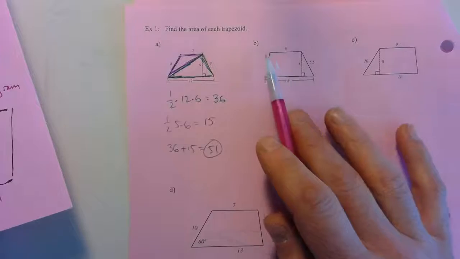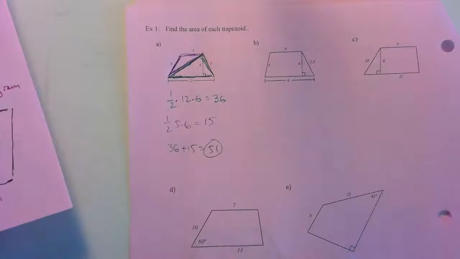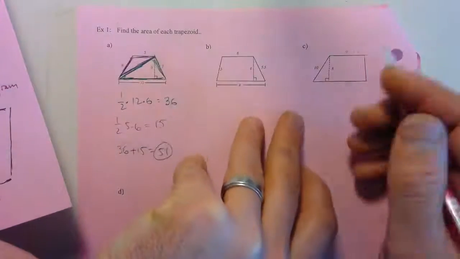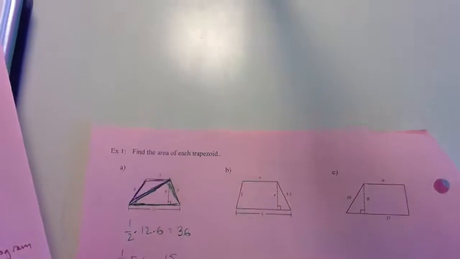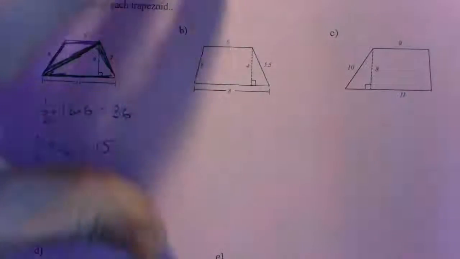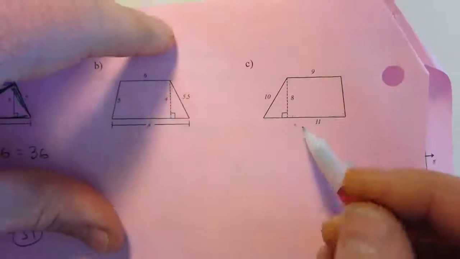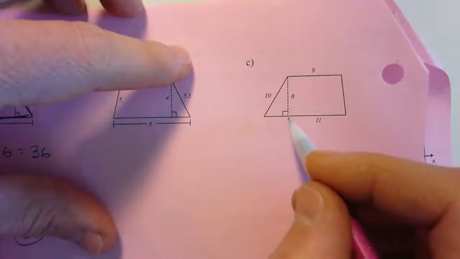B is exactly the same. C is a little different. Here's how C is different. You want to notice this, and this is trying to get some people sometimes, so you have to be careful. Let me zoom in a little bit here. If you're looking at it, the weird part about this is that only this is 11.